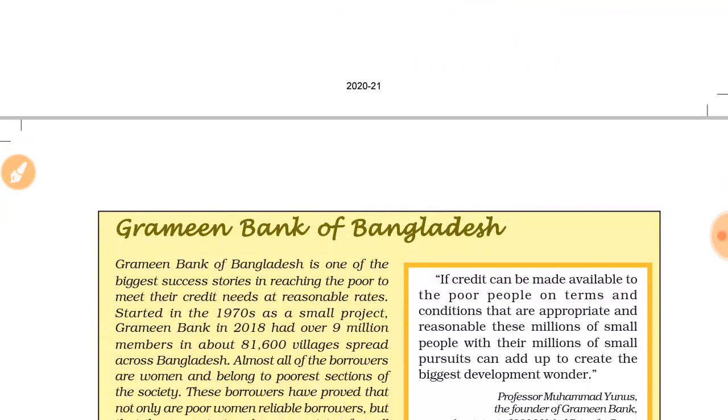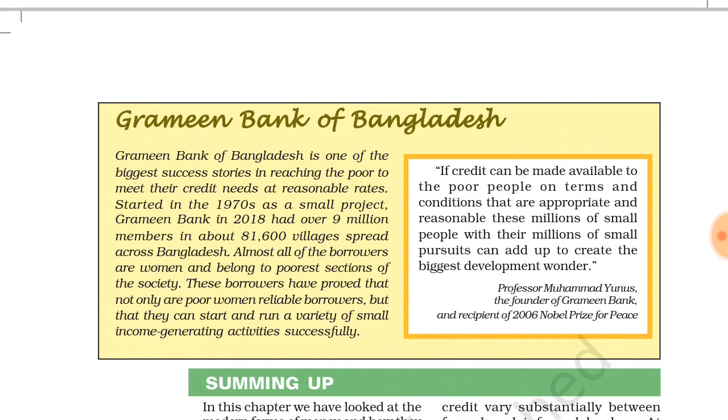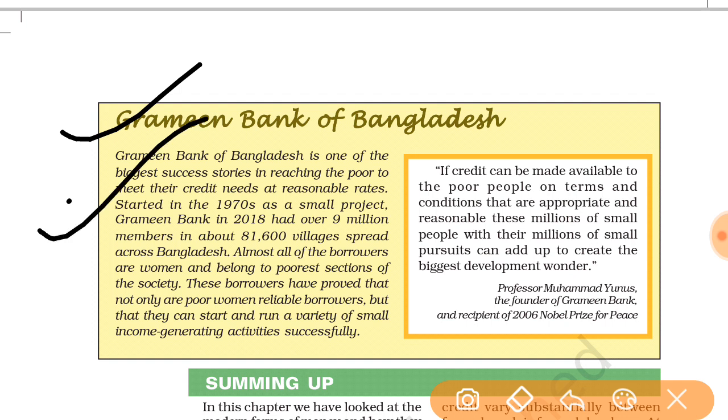After that, the most important thing is where the self-help group started. The Grameen Bank of Bangladesh is one of the biggest success stories in helping the poor to meet their credit needs at reasonable rates. The Grameen Bank in 2018 had over 9 million members in about 81,600 villages spread across Bangladesh, and almost all of the borrowers are women and belong to the poorest section of society. These borrowers have proved that not only are poor women reliable borrowers, but they can start and run a variety of small income generating activities successfully.